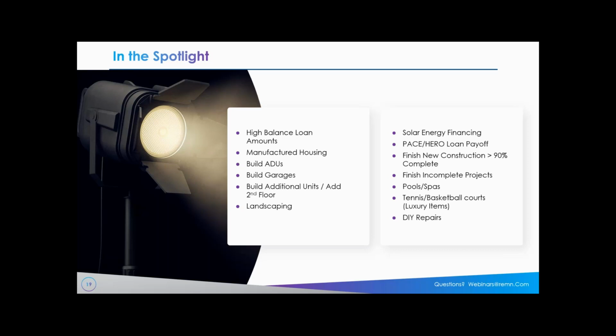We can also finish new construction of a new home that somehow stopped, and it's greater than 90% completion. We can come in to the rescue with the rental loan and finish that project up. And again, it's not new construction. We can finish incomplete projects. We bail people out a lot who start projects on their own. They think they have the funds, then they run out of funds, and then they say, hey, REMN Wholesale, we need you to come to the rescue. We need to finish this. So we do the after improved value, and we can give them some more funds to complete that project.